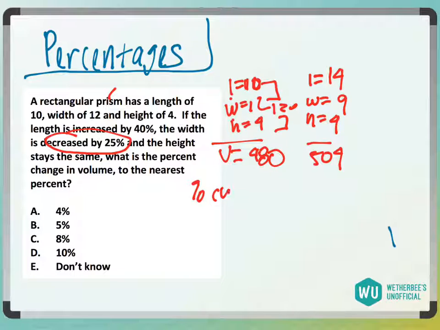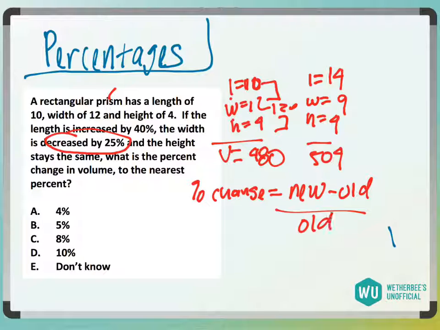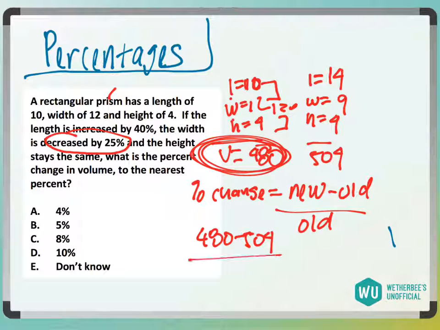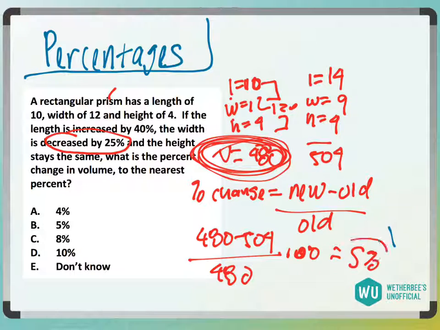percent change, it's really important to know this for the test, is you take whatever the new number is, subtract it from the old, original number, and divide by the old or original number. In this instance, the original number is 480, because that was the original volume of the box. So I subtract them, 480 minus 504, and divide by the original, which again is 480. We multiply by 100 to get the actual percent change, and that would be exactly 5% change.